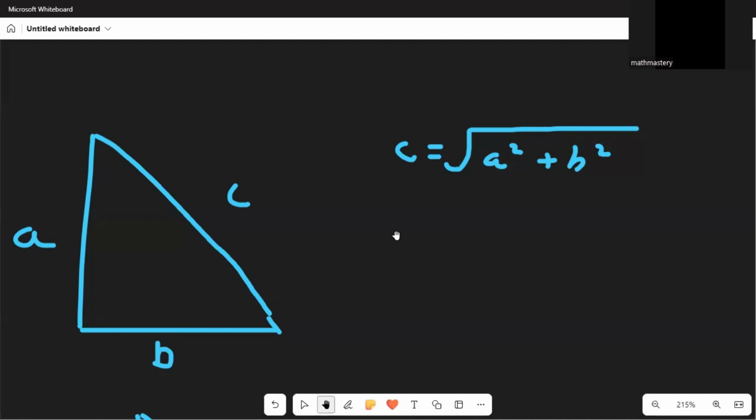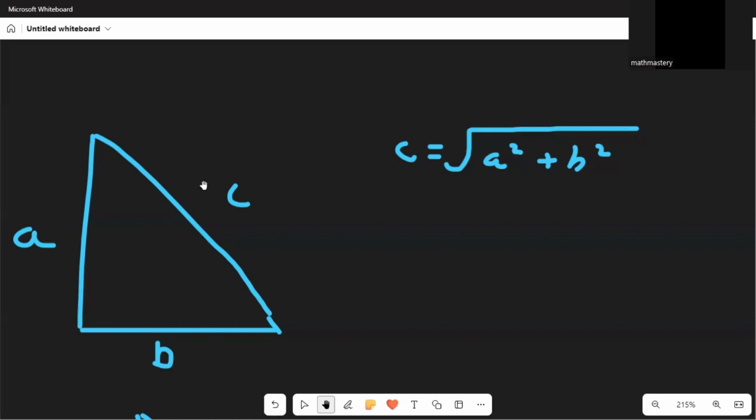So if we look here, a right angle triangle, and we've labeled these sides: A, B, C. C in this case is the hypotenuse, and A and B are the other sides. The hypotenuse is this diagonal side, and it's the longest side in a triangle.